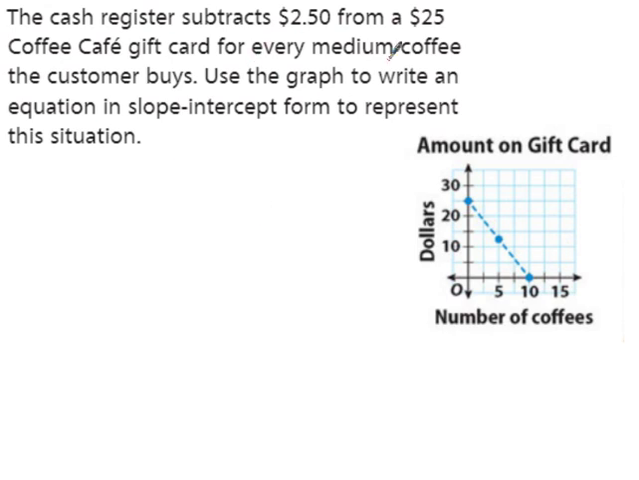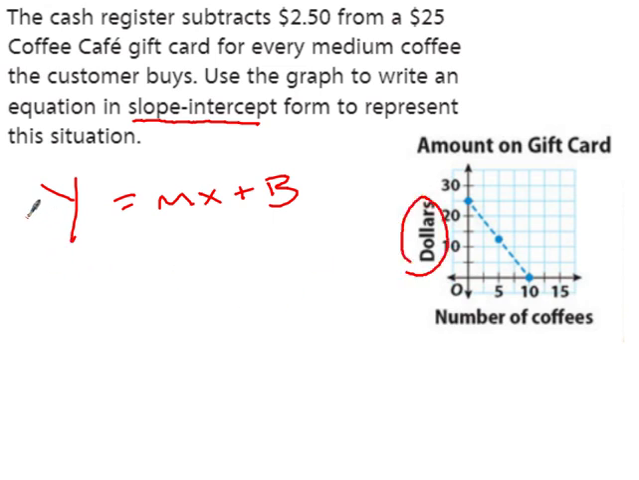So, a cash register subtracts $2.50 from a $25 coffee cafe gift card for every medium coffee the customer buys. Use the graph to write an equation in slope-intercept form to represent this situation. So I know it's y equals mx plus b. That's slope-intercept form. Okay. It looks like if I look at my y value, these are my dollars spent. And then the x values are the number of coffees. So it looks like the rate of change here is the $2.50, from a $25 coffee cafe gift card. So I'm subtracting $2.50 each time.